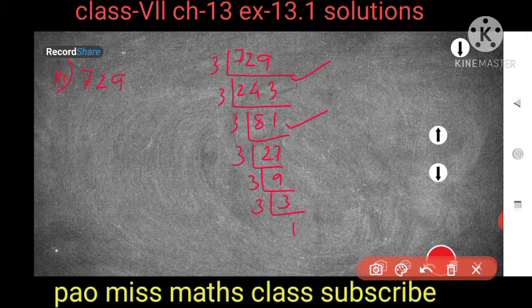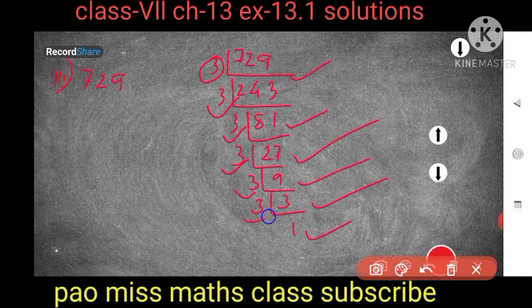Now again 81 is divisible by 3. How many times? 27. Now again 27 is divisible by 3. How many times? 9. Now 9 is divisible by 3. 3 times. Now 3 is divisible by 3. How many times? 1 time. So how many 3s did we get? 1, 2, 3, 4, 5, 6. We got six 3s, isn't it?